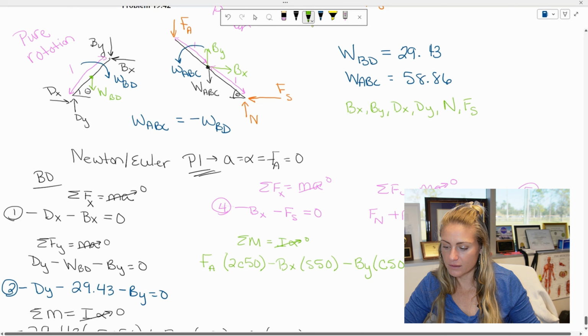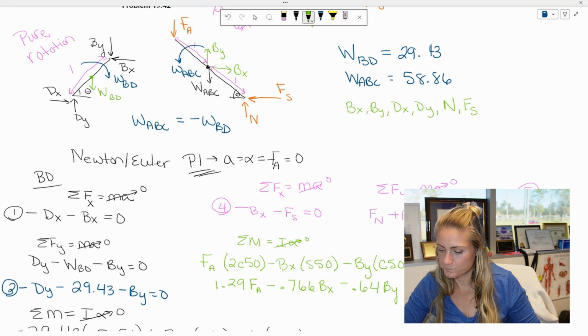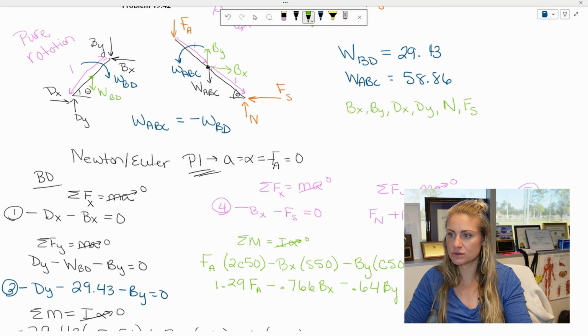If I work that all out, I am going to have 1.29 Fa minus 0.766 Bx minus 0.64 By plus 37.8, and that is going to equal 0. Okay. So now I am going to want to clarify one thing.